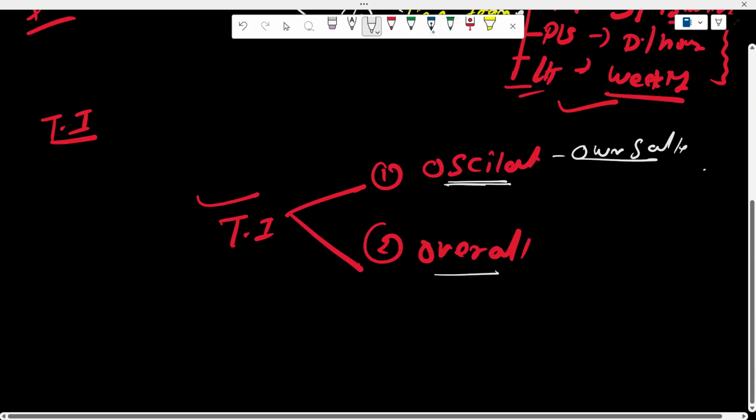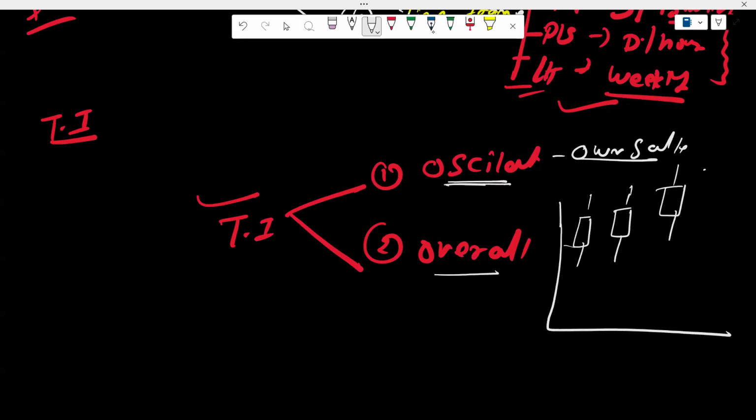Okay. And the overlay indicator, what will happen, they will be overlaid on the price chart. Okay, let's say this is a price chart of a stock. Like this I am drawing a price chart, so overlay means these indicators can be overlaid or drawn on the price chart itself.